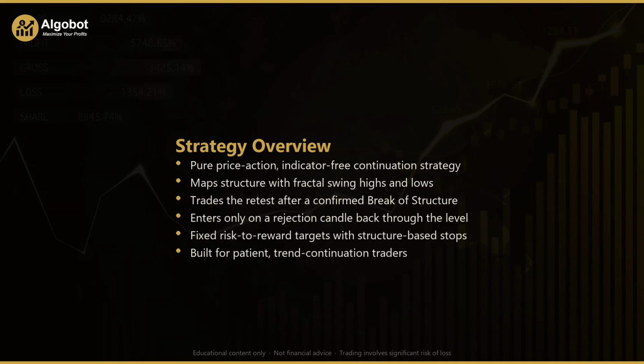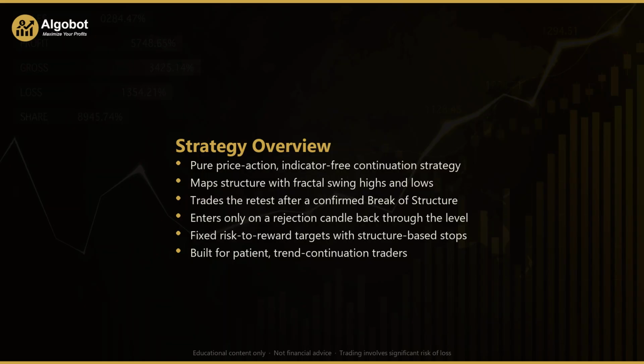Break of Structure Retest is a continuation strategy, which means it tries to join an existing move rather than predict a reversal. What makes it interesting is that it uses no indicators at all. There are no moving averages, no oscillators, and no lagging signals. Instead, it works entirely from the raw open, high, low, and close of each candle on your chosen time frame.